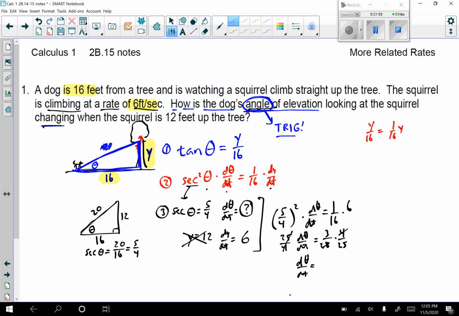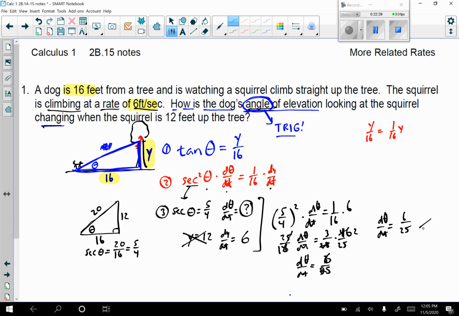We end up with 3/50 on this one, it looks like. Make sure I get the right thing. 6 over 16. I didn't square the 4. 16 down there, 16 up here. So we actually get 6/25. I knew something was weird about that answer. 6/25. If you want to put in the decimal, you can, but d theta dt is, what is that going to be, 0.24 or something? So 6/25. Now we need a unit.